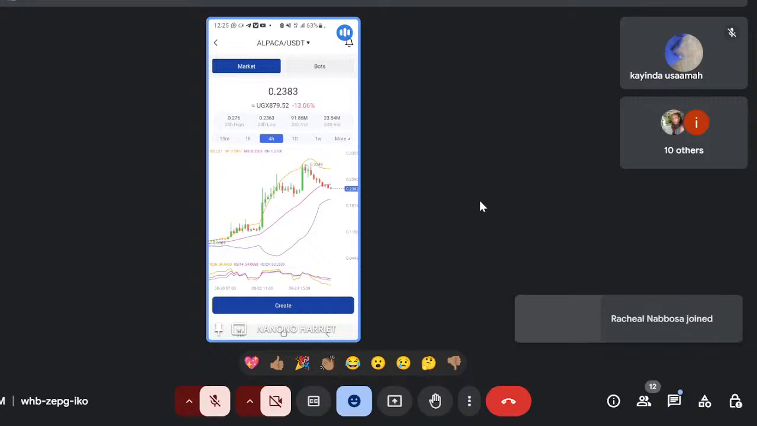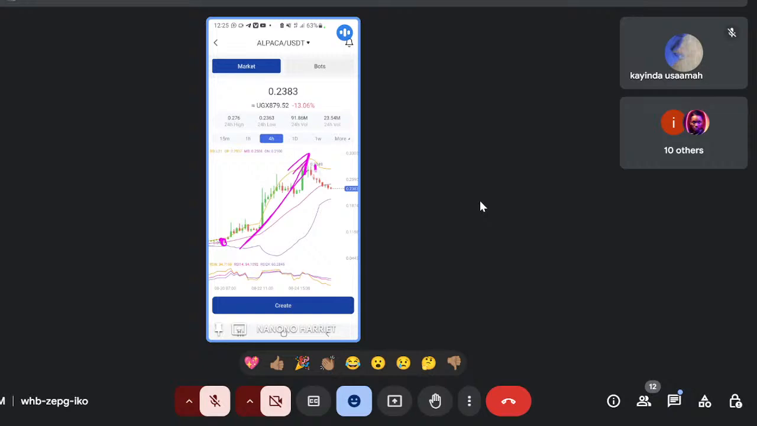Now when you look at this one, when you look at its chart, from here it was just climbing. So this one is not good to enter. Why? Because it has to either first drop 50% before it goes up again, or it will first retrace 100% before it starts going back up again. So this one is not good to enter.